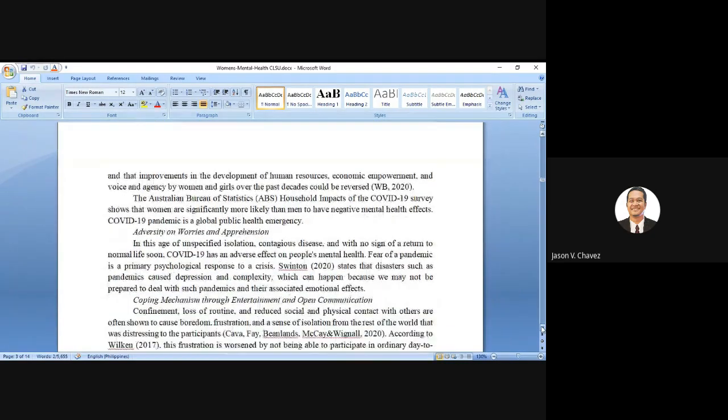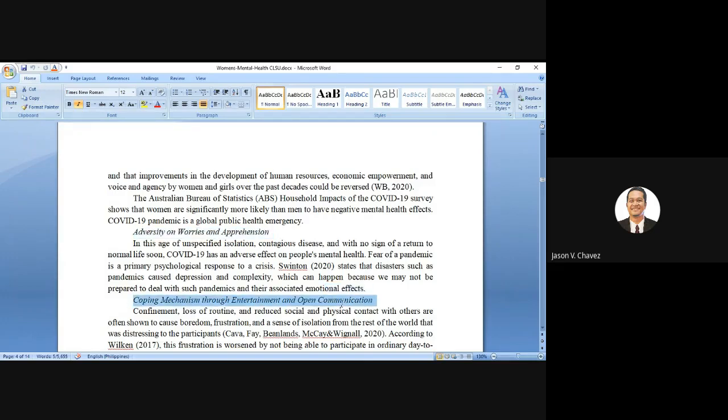The same thing with ABS, Australian Bureau of Statistics. Oh, I just forgot the year. I'm not sure which year this is. But you have here World Bank, WB. Okay, so based on the statement of the problems, you have here, it's supposed to tackle the mental health. So you have adversities on worries and apprehension. It's about mental health already.